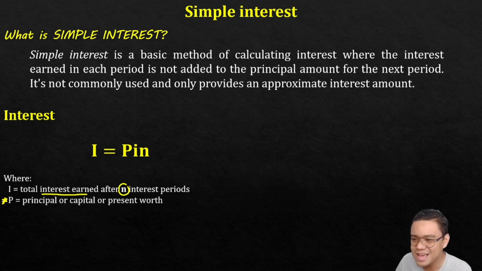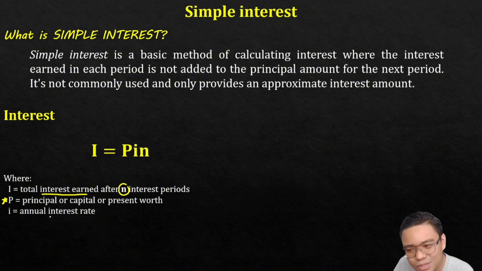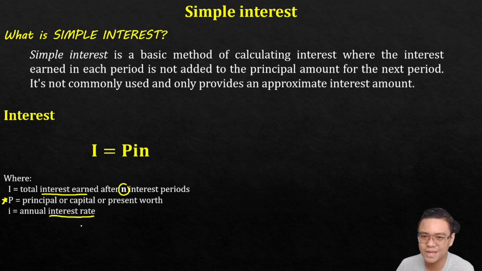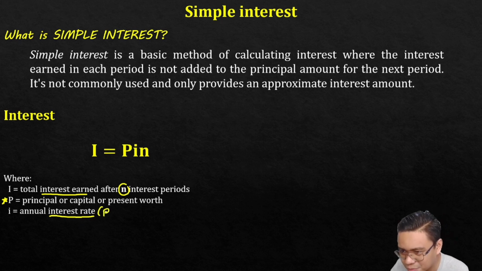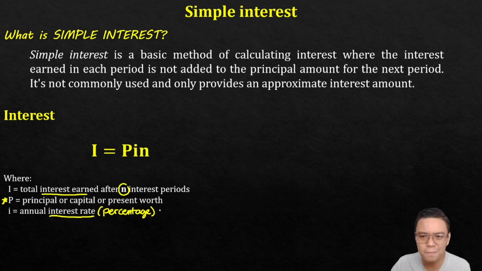Alright? Now, what about the I? The I there is the annual interest rate. So, I want to emphasize the words interest rate here. Okay? The rate there, you're talking about the percentage. Let me just put it here. You're talking about the percentage. Okay? So when you see a percentage there, most likely that is actually the interest rate. But you have to be very careful because sometimes there are discounts.